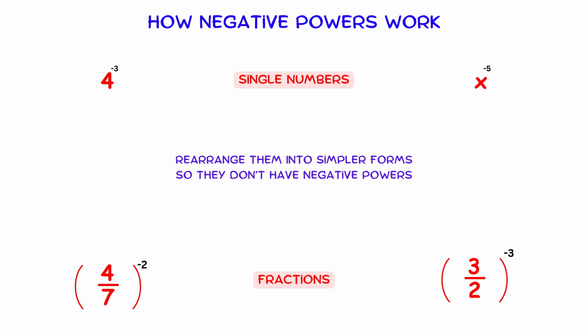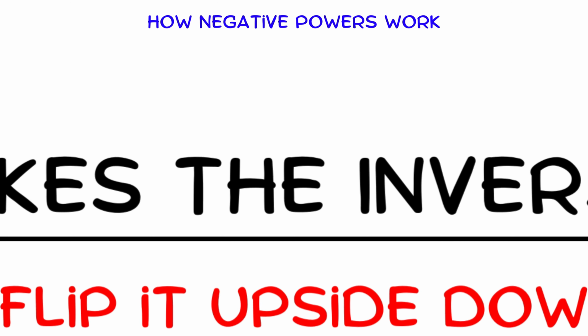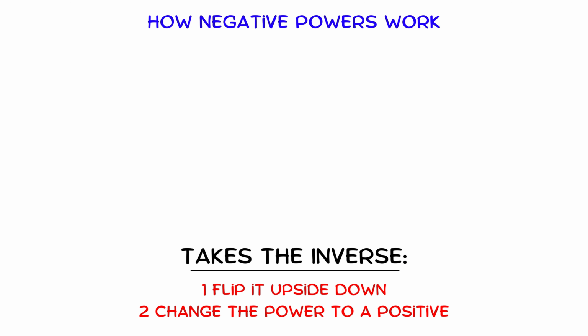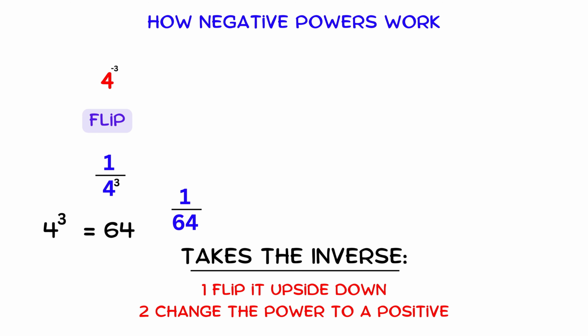Let's begin with the single numbers. All we have to do when we have a negative power is take the inverse of the term, which just means flip it upside down, and then change the power to a positive number. So for 4 to the power of -3, we just flip it upside down by doing 1 over 4, and then make the power of -3 a positive 3, so that we end up with 1 over 4 cubed. Then, because 4 cubed is 64, we can actually rewrite our answer as 1 over 64.